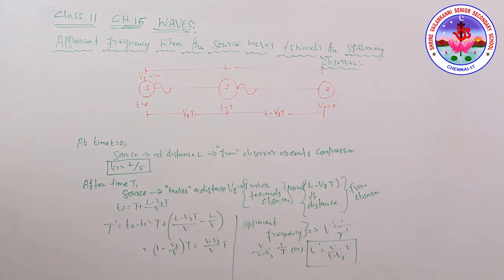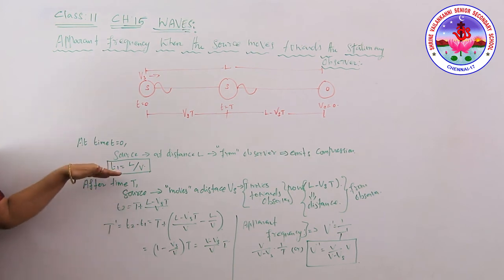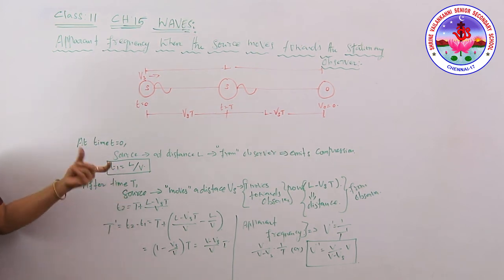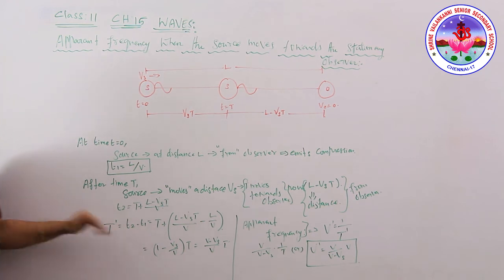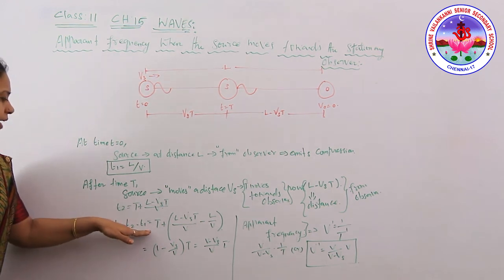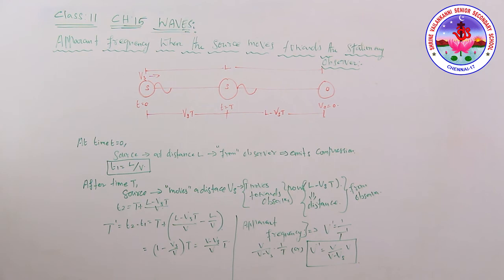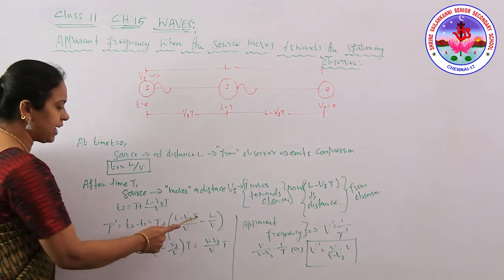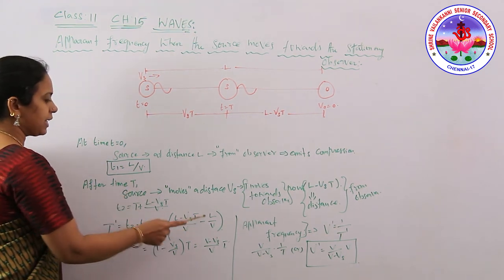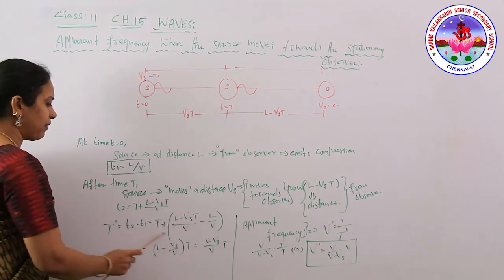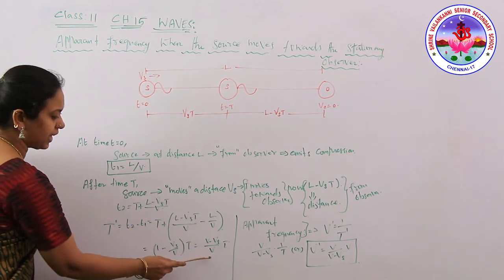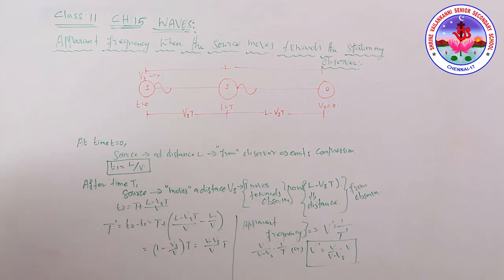Now we need to know the time interval between the two successive compression pulses, the period. So the time period we take as T dash, which is equal to what? You have to take T2 minus T1. The difference between these two times gives the time period, right? So T2 minus T1 is equal to T plus (L minus Vs into T) by V minus L by V. By simplifying this, we get (V minus Vs) by V into T, right?